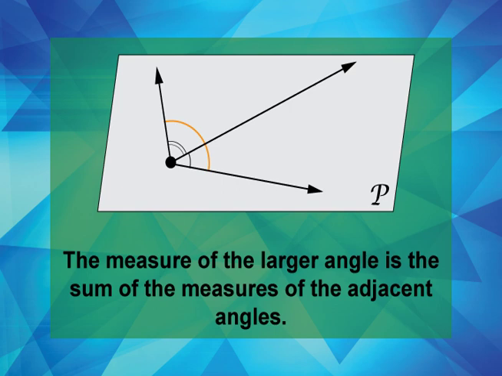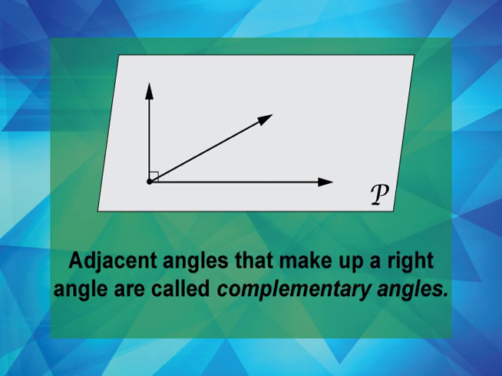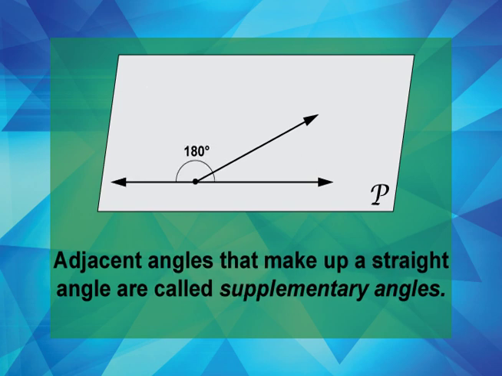The measure of the larger angle is the sum of the measures of the adjacent angles. Now let's look at specific examples of adjacent angles. In this illustration, a right angle is made up of two adjacent angles. Adjacent angles that make up a right angle are called complementary angles. Here's another case. Adjacent angles that make up a straight angle are called supplementary angles.